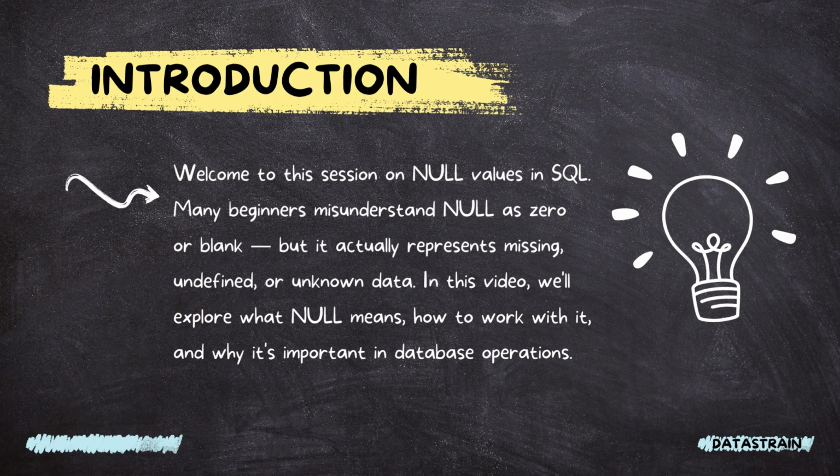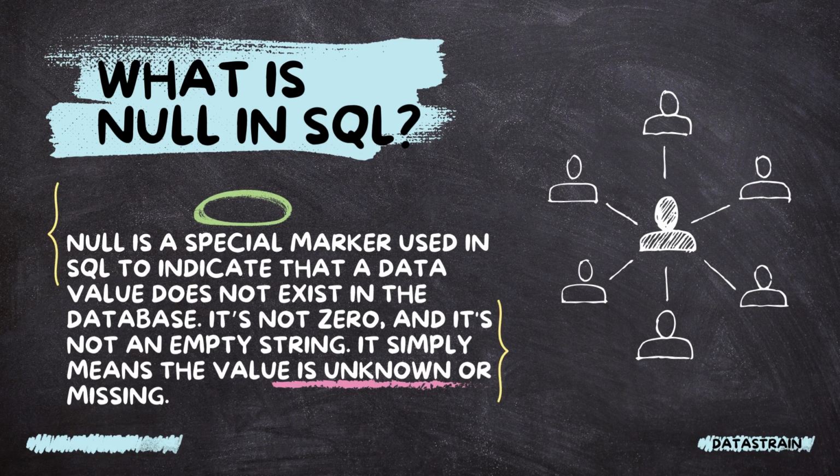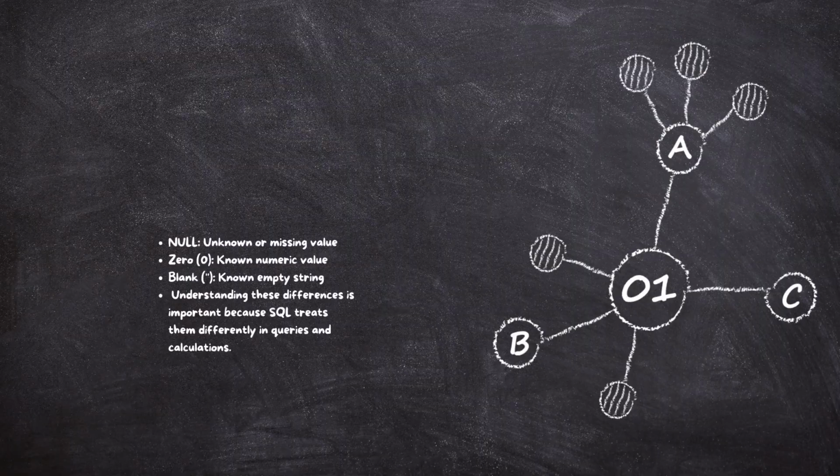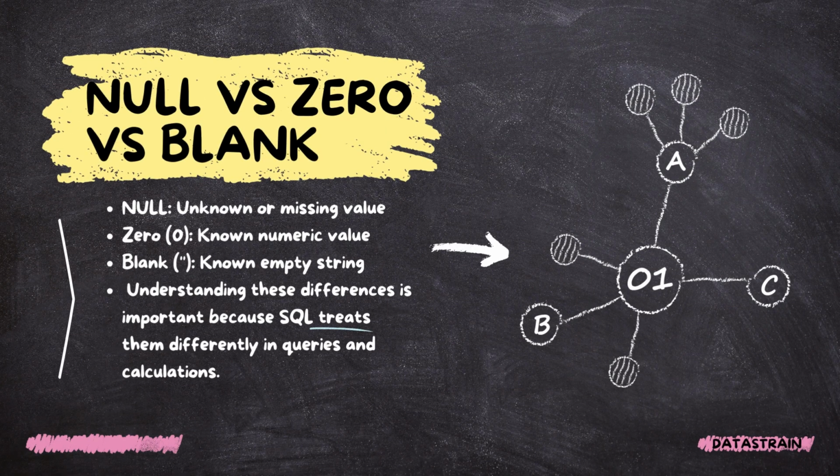Let's walk through 6 key areas. The meaning of null, how it differs from zero or blank, using checks like is null or is not null, how functions handle null, its behavior in conditions and comparisons, and finally, best practices when dealing with it. First, the definition. Null indicates the absence of a value. It tells us that the data isn't available at the moment. This concept is crucial for making sense of what your data is really saying.